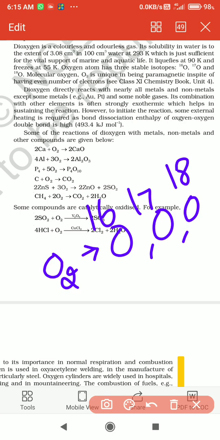And the molecular oxygen O2 is unique in being paramagnetic in spite of having an even number of electrons. Already we have seen that dioxygen is paramagnetic, which means there are unpaired electrons present, so dioxygen acts as a paramagnetic substance.